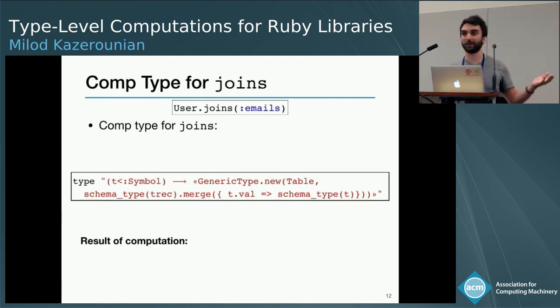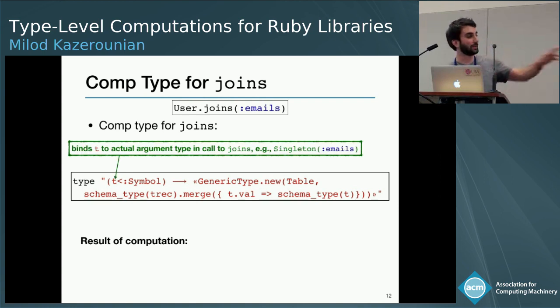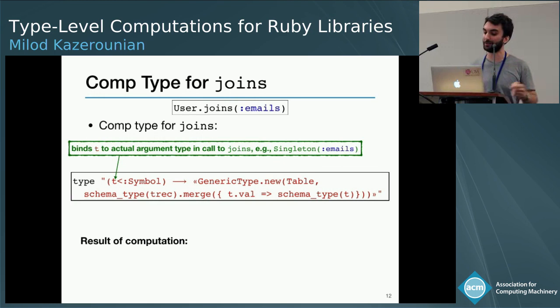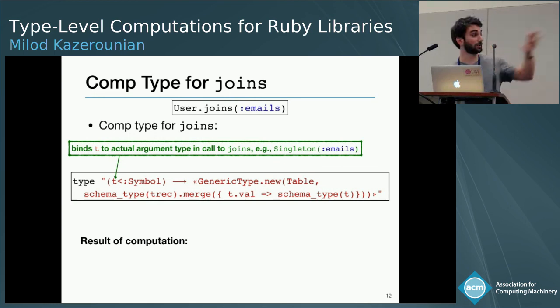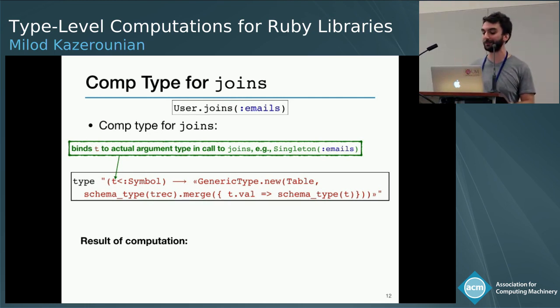So the question now is, how do we actually get that table type? For that, we can write another comp type for the joins method. The comp type is shown here. The input type for joins is always a symbol that names the table we want to join to. And this notation means that we want to bind the name t to the actual argument type in a call to joins. RDL uses singleton types for symbols, which means we can reflect the value of a symbol into its type. So in this particular example, t would be bound to the singleton type, which contains the value emails.